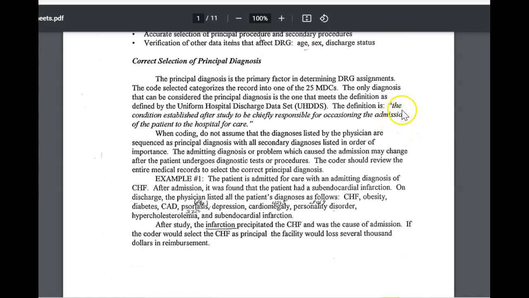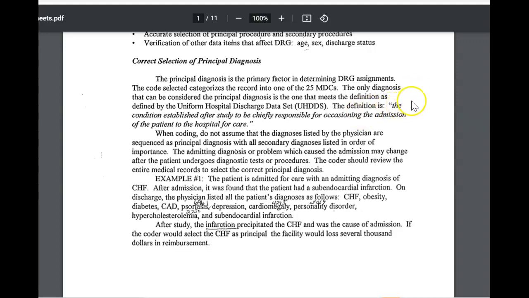So let's get into the selection of principal diagnosis. One thing I want you to remember in this video: some of this material I'm skipping over, so disregard it. Just go by what I'm telling you in this video.